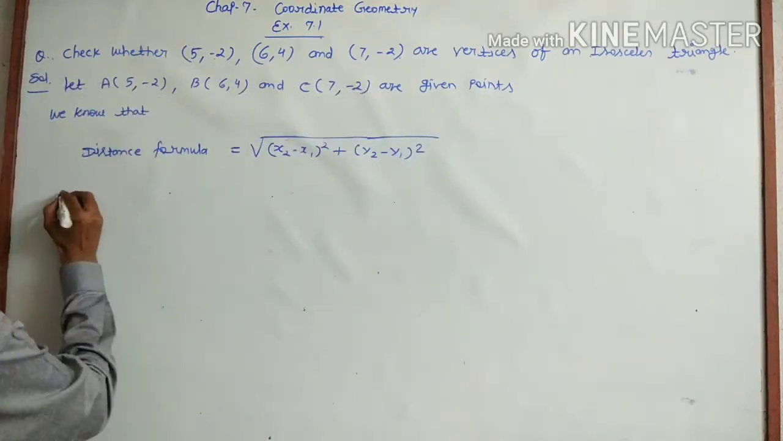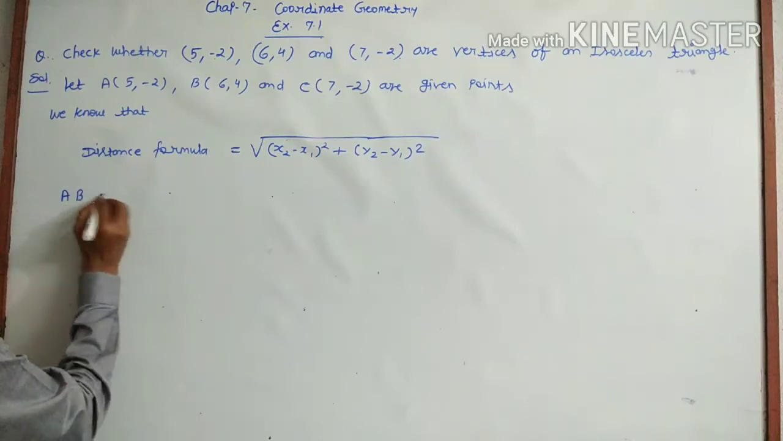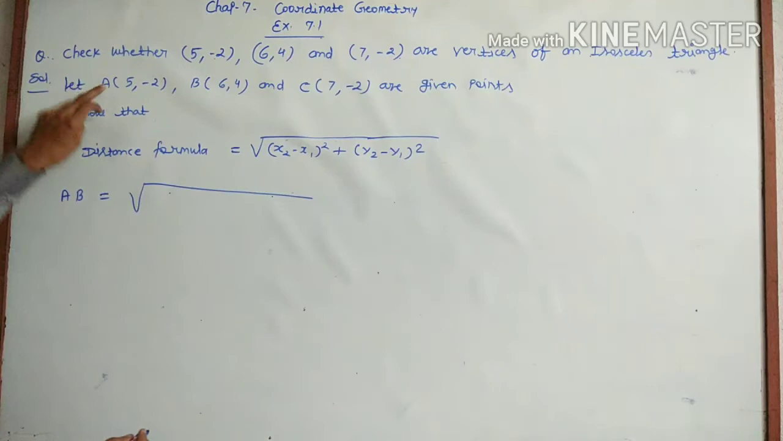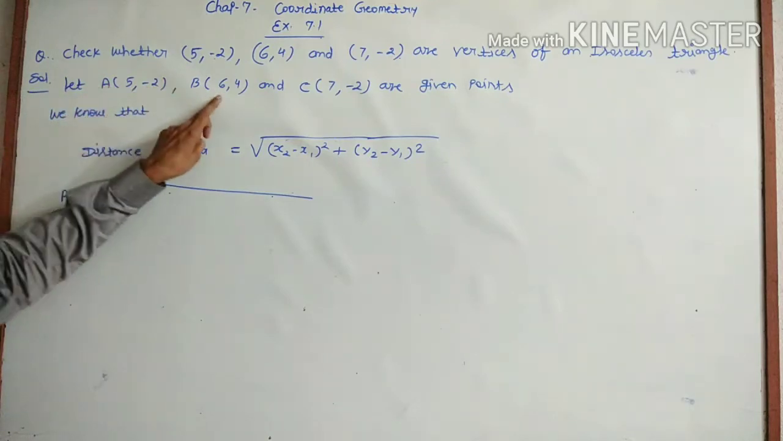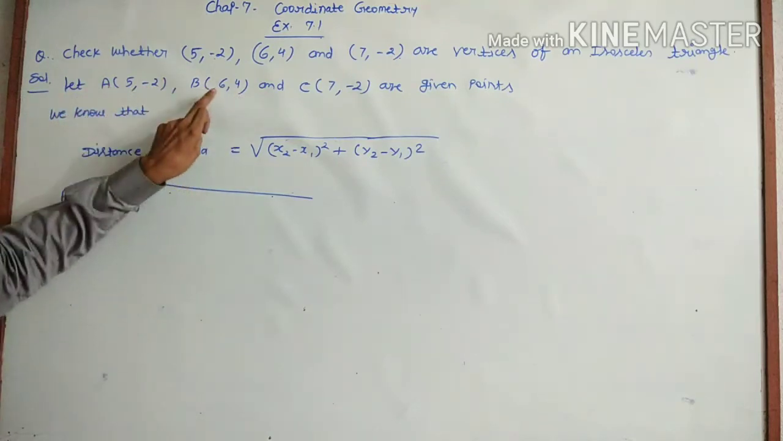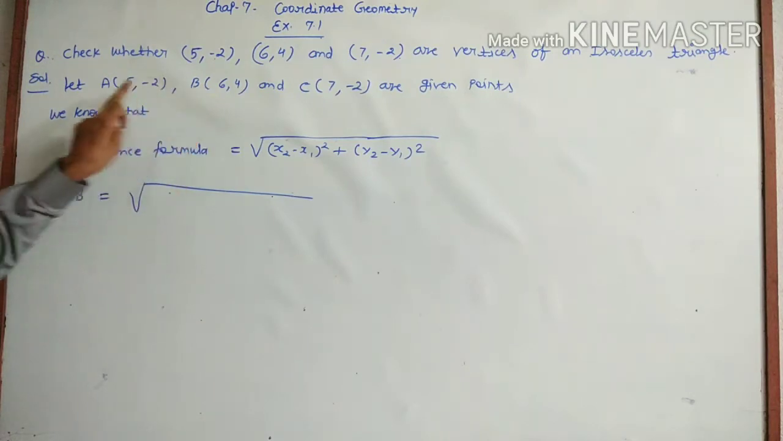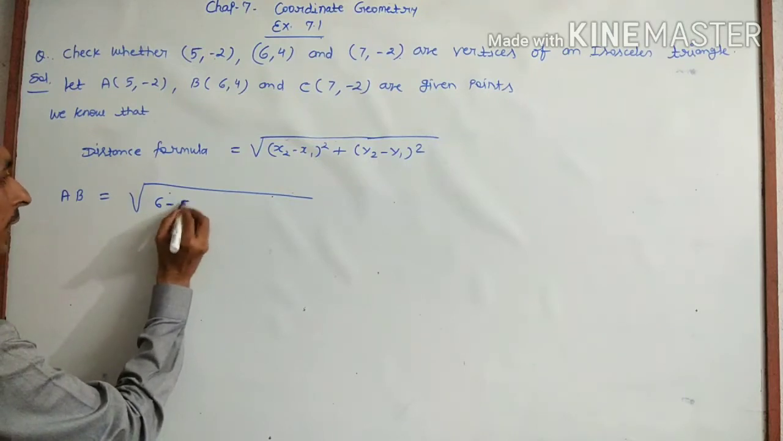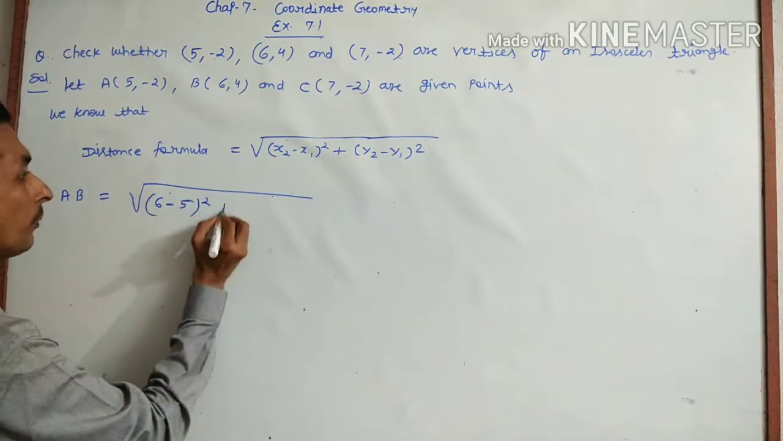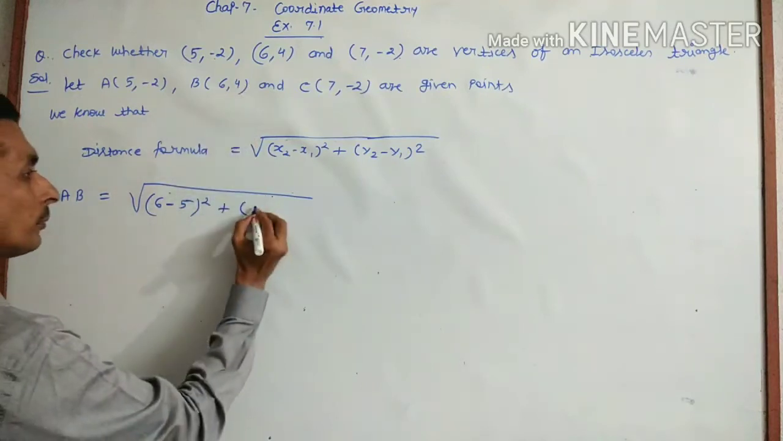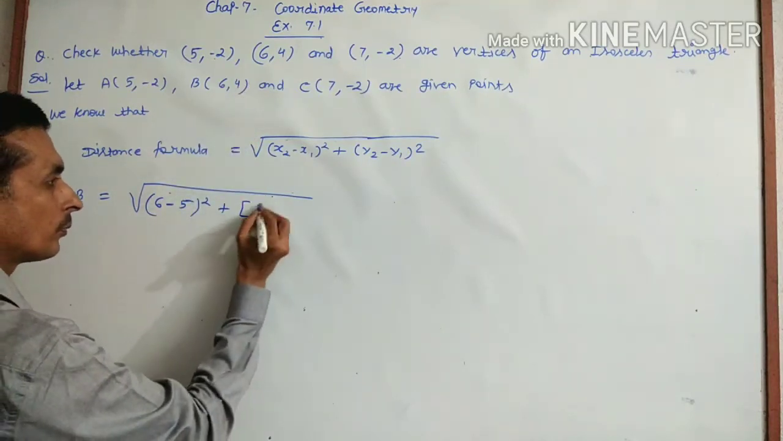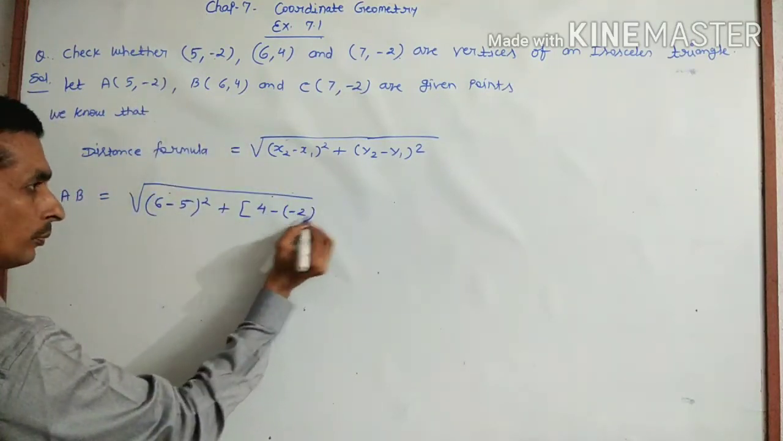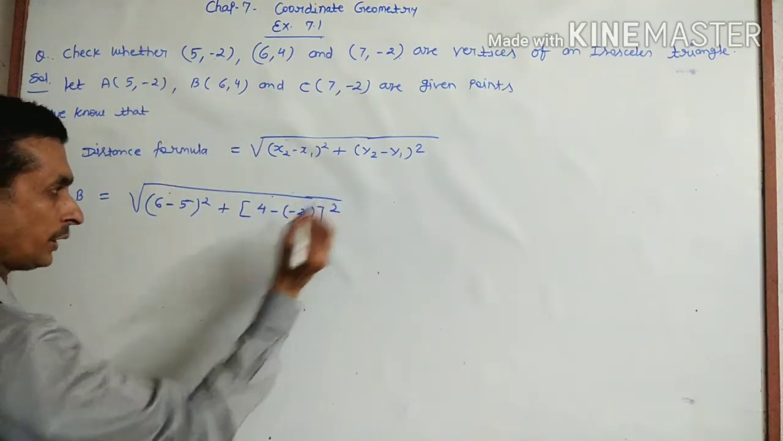Now you can see AB. How to find AB? A coordinates are 5, -2 and B coordinates are 6, 4. So we will take the first point as A. So x2 minus x1, that means 6 minus 5 whole square, plus 4 minus minus 2 whole square. I think you can understand.